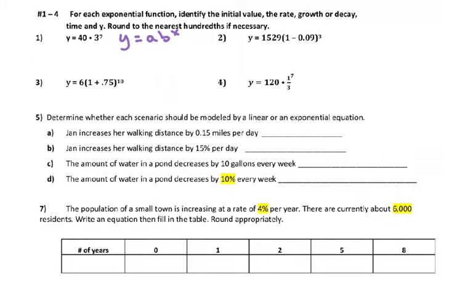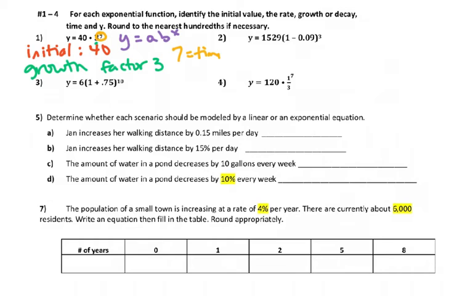So my initial value is 40. That's what we start with, 40. Now looking at b, which in this case is 3, is that going to be growth or decay? It's bigger than 1, so it's going to be growth, and it's going to be a factor of 3. And how many times is it happening in this problem? It's happening 7 times. So 7 equals time. That's what you're going to do on all of these.